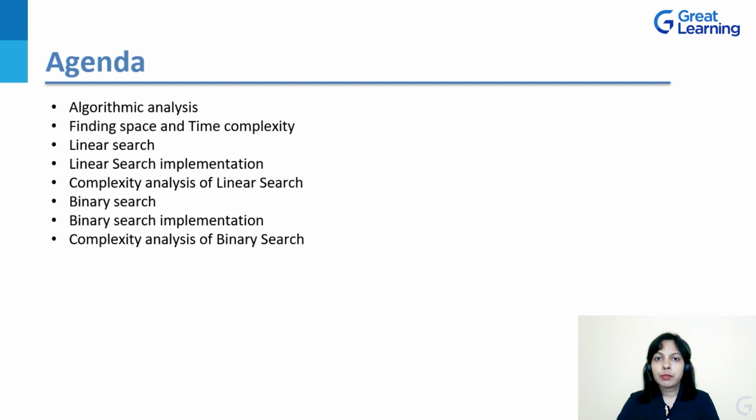Then we'll go ahead and talk about the different searching algorithms, that is linear search and binary search. So the concept behind linear search will be discussed, and then its implementation in Java programming will be talked about. Then we'll go ahead and talk about the time and space complexity of linear search. Similarly, for binary search also, we'll talk about the basic idea and the concept behind binary search. Then how is binary search implemented? And then we'll talk about the time and space complexity of the binary search algorithm as well.